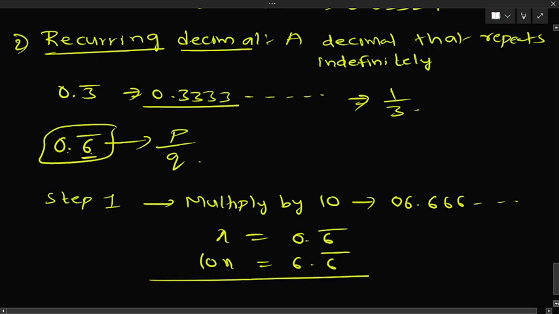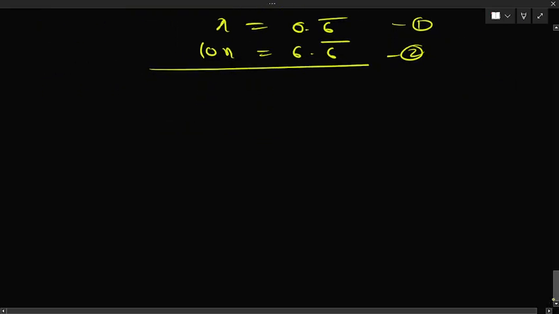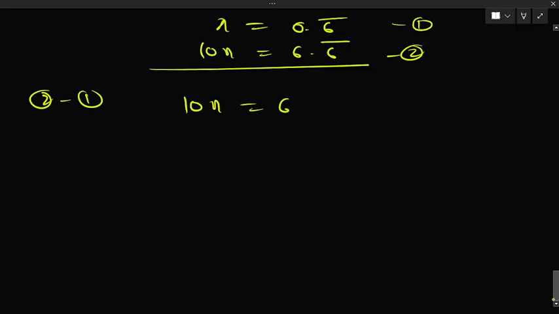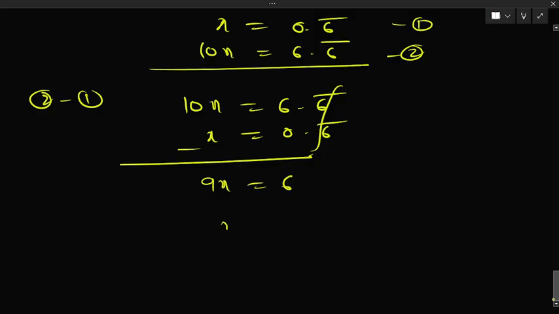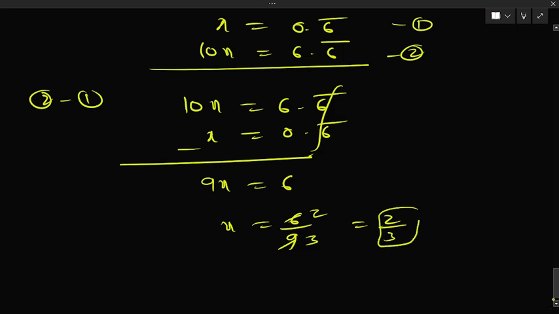Here, this is treated as equation 1 and this is treated as equation 2. Subtracting equation 1 from equation 2, 10x minus x gives you 9x, and 6.6 bar minus 0.6 bar gives 6, since the recurring 6 gets cancelled. x is equal to 6 by 9, which gives 2 by 3. Therefore 2 by 3 is equal to 0.6 bar. This is a recurring decimal.